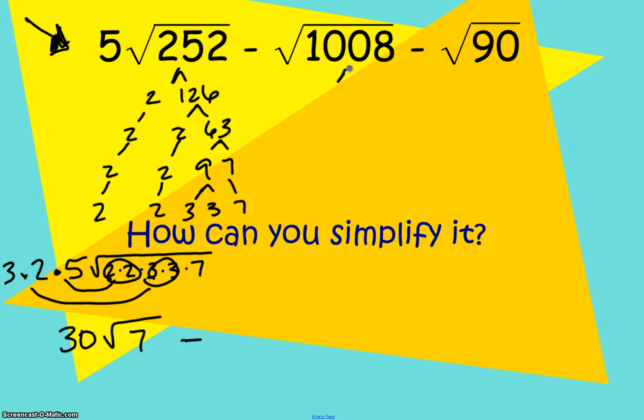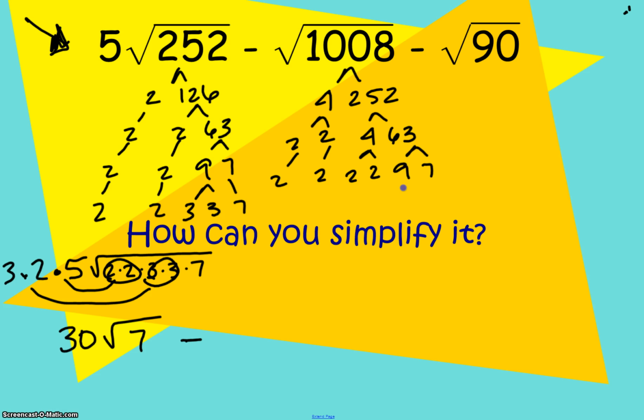Minus, now I got to take the prime factorization of 1008 and I'm going to divide it by 4 this time, and I get 4 and 252. 4 is 2 and 2. 252 divided by 4 is 4 and 63. 2, 2, 2, 2, 9 and 7.